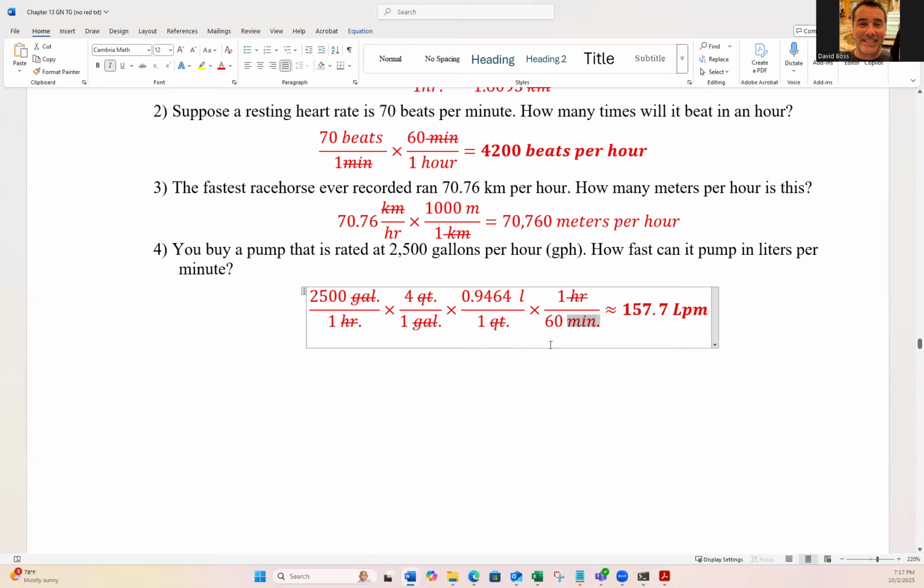So the end result when you're doing these is you want to have liters on top left over and then minutes on the bottom left over. So we have liters over minutes, which is liters per minute. Run this through the calculator. You end up with 157.7 liters per minute.